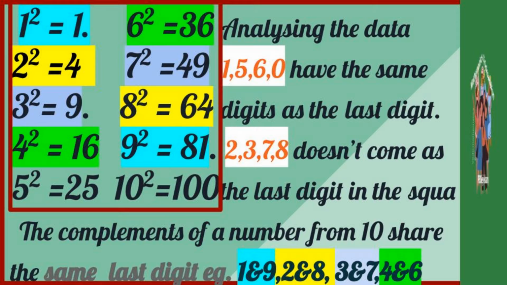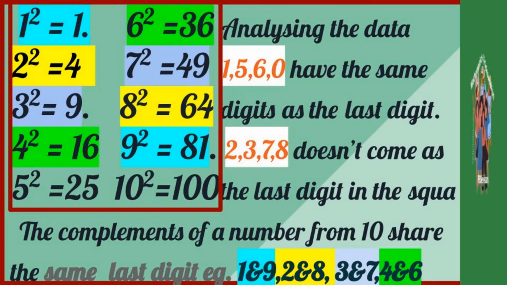We should note 3 points here which will help us to solve the square root easily. Digits which are complements from 10 share the same last digits. 1 square and 9 square: last digit is 1. 2 square and 8 square: last digit is 4. 3 square and 7 square: last digit is 9. 4 square and 6 square: last digit is 6. 5 square has 5 as last digit.